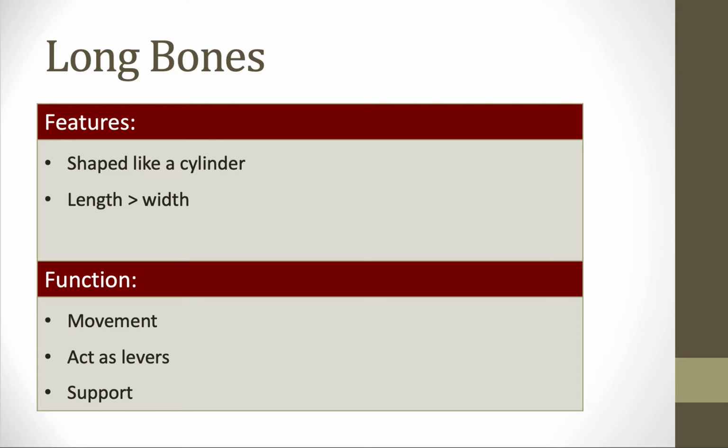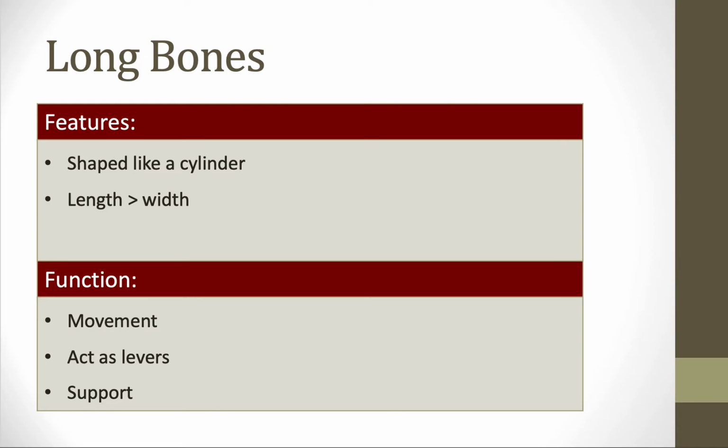Long bones are longer than they are wide, so they're shaped like a cylinder. Because they're shaped like a cylinder, they're really good for movement. They're light and hollow, and so they are able to move easily by acting as levers. They also provide some support, for example, in the lower half of the body, the lower limb. So the bones of your legs do support the rest of your body. So again, we're talking about movement and support.